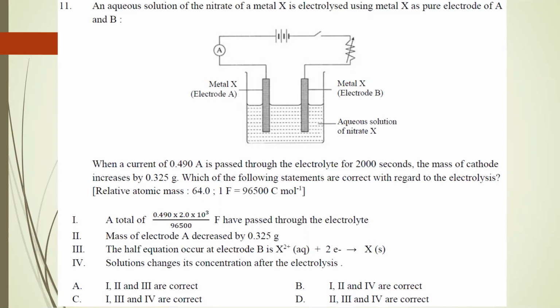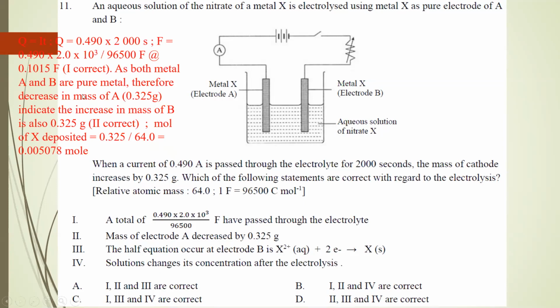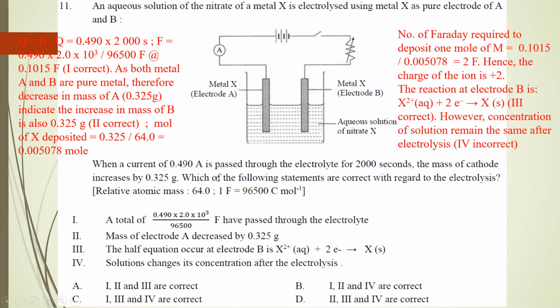A total of 0.49 times 2.0 times 10 power of 3 over 96,500 Faraday is passed through the electrolyte. So in here, our Q equals to IT, okay? So 0.49 times 2,000 times 10 power of 3, divided by 96,500. Okay, so number 1 is correct. So the formula is correct. Okay, then mass of A decreased by 0.325. As A and B are pure metals, the decrease in the mass of A, which is 0.325, indicates that the increase in mass of B is also 0.325.